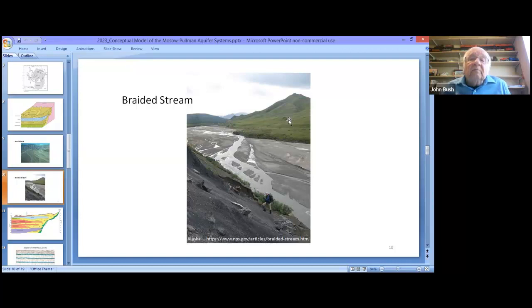Our water has to get from our recharge areas. How does it get from these areas? In our case, we can think of this being Moscow Mountain. How does it get down through these fans, down into these channels? And the next question is, how does it get into the basalt flows?